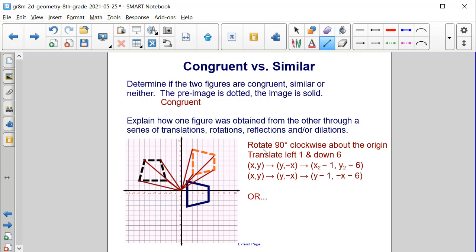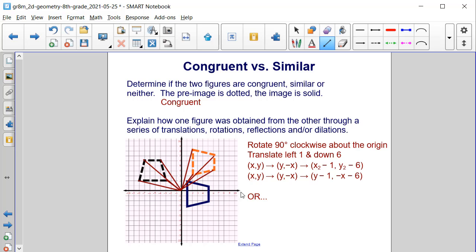So another solution was to rotate the figure 90 degrees clockwise about the origin, and then translate it to the left 1 and down 6. Left 1, down 6. As a formula, that would be (x, y) to (y, -x), followed by (y - 1, -x - 6), if you were to write it in symbolic notation. Notice there's another one here.